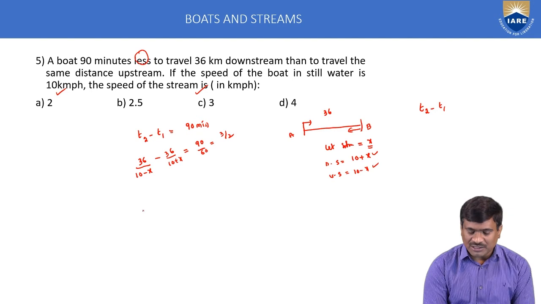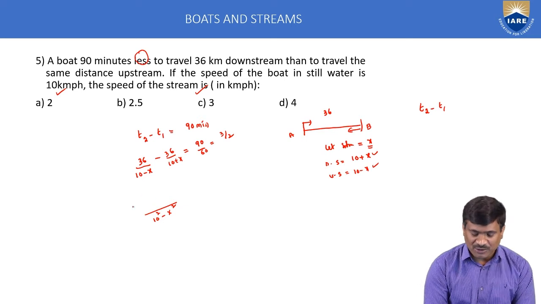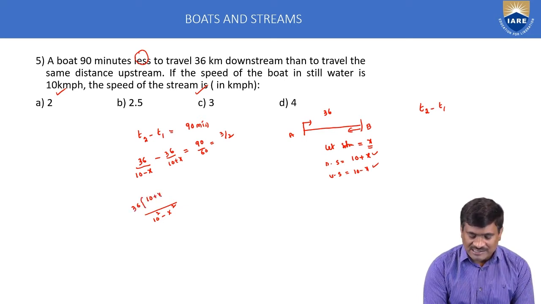Next, the same denominator: a plus b into a minus b is a square minus b square, so 10 square minus x square. The numerator 36 is common. Numerator: 10 plus x minus 10 plus x is equal to 3 by 2. Okay, here the 10 term cancels.